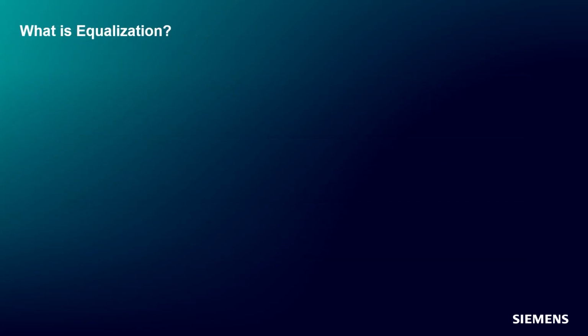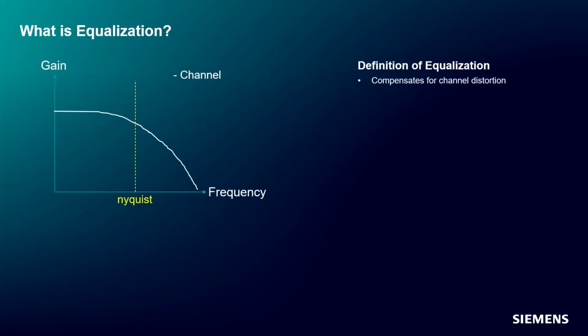Equalization is a set of techniques used to compensate for the effects of the channel. At a high level, equalization works by reshaping the signal so that after passing through the channel, it more closely resembles the intended waveform. Another way to think about it is this: the channel behaves like a low-pass filter, so we apply equalization to counteract that behavior.